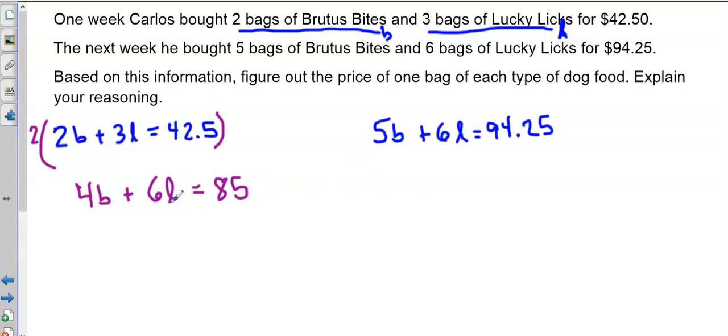Now let's look at the difference here. So if in the first week he had doubled his order, let's say he had 4B plus 6L to get 85, and in the second week he had 5B plus 6L to equal $94.25, we can see that he got the same amount of the Lucky Licks bags. So he got 6 of them, which means that the difference in cost from $85 to $94.25 has to be because of this one extra bag of Brutus Bites.